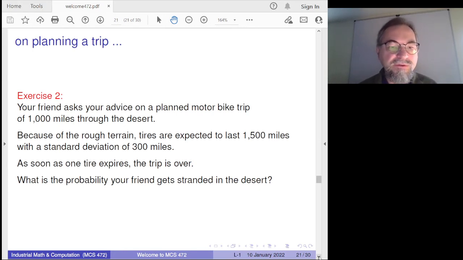So your friend asks you, what's the probability? Is it actually a good idea to go out there with these specifications? Should I be worried? Or especially because you are the friend, should you be worried that you have to rescue your friend? So it's also the lifespan problem, but asked in a different way.